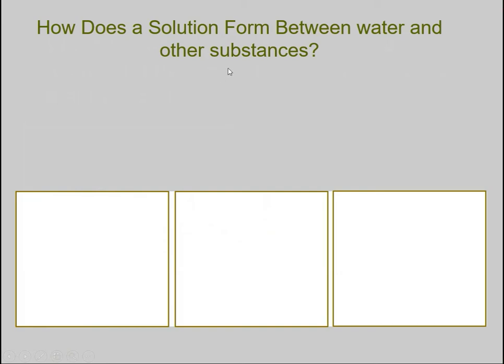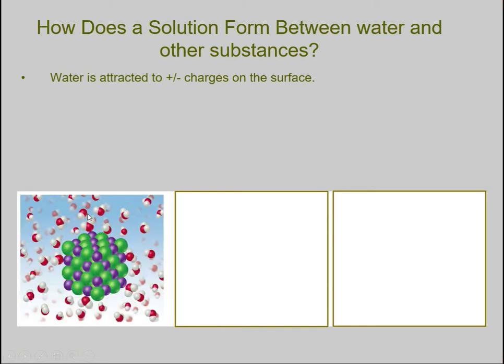So how does a solution form between water and other substances? Okay, so we've already said that water has a plus and minus side, right? So if you look at this clip on the left-hand side, this thing in the middle with the green and the purple spots is an example of sodium chloride. Sodium chloride, the sodium is the purple balls, and the green ones, those are the chlorides.